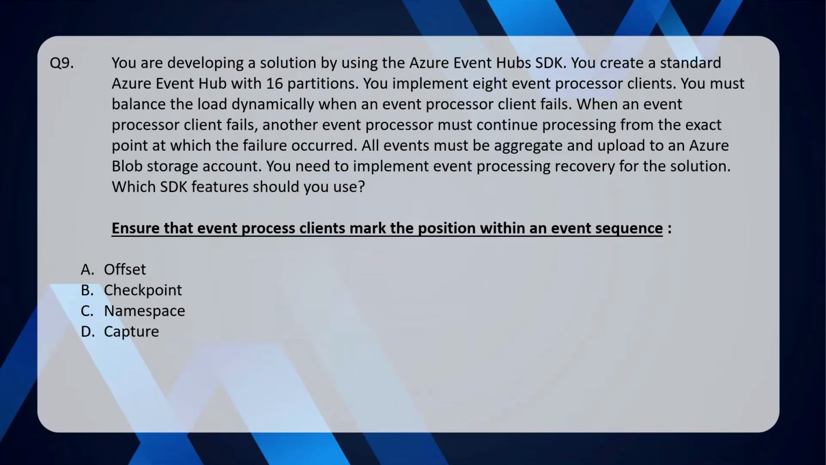Ninth question. You are developing a solution by using the Azure Events Hubs SDK. You create a standard Azure Event Hub with 16 partitions. You implement 8 event processor clients. You must balance the load dynamically when an event processor client fails. When an event processor client fails, another event processor must continue processing from the exact point at which the failure occurred. All events must be aggregated and uploaded to an Azure Blob storage account. You need to implement event processing recovery for the solution. Which SDK feature should you use?